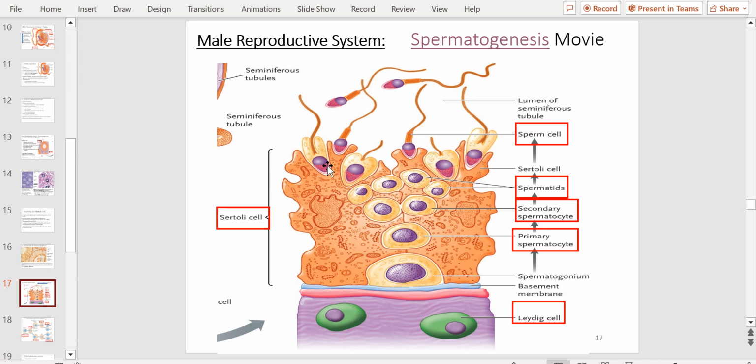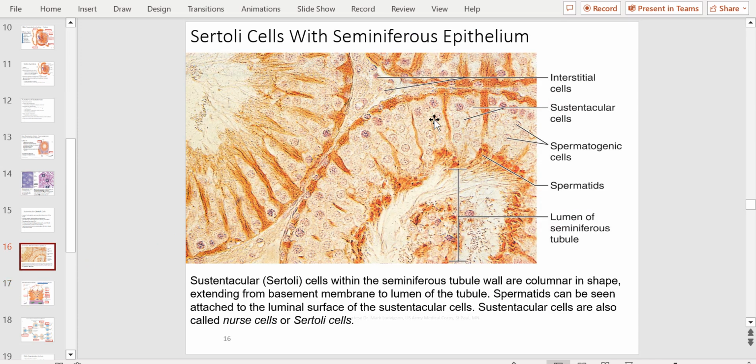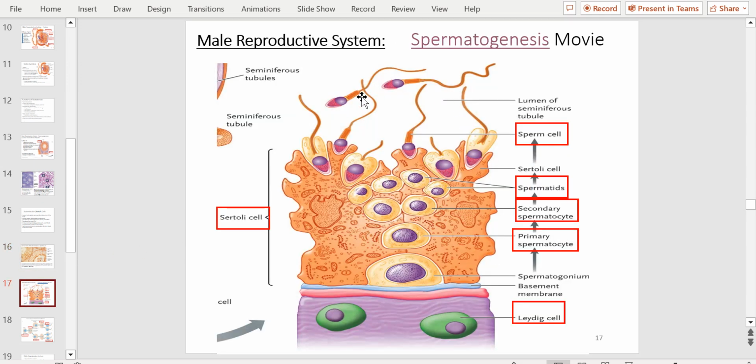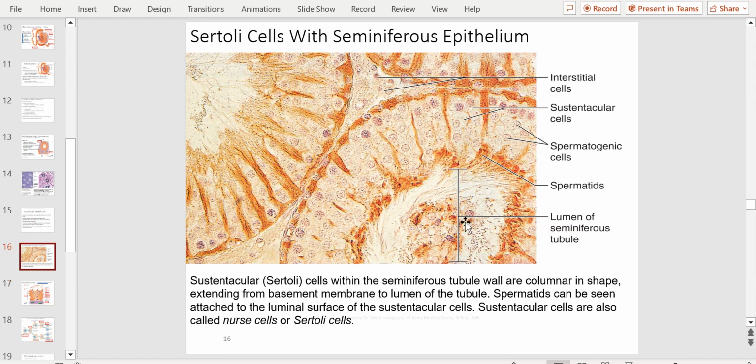And there are the sperm cells, which you can relate to what's happening here, moving out towards the inner tubule. This is the lumen of the seminiferous tubule. So we're moving in this direction, and according to the electron micrograph, we're moving this direction here. You can see the similarities.